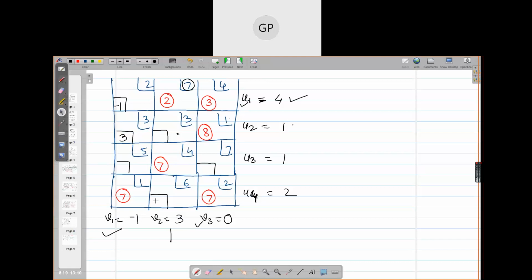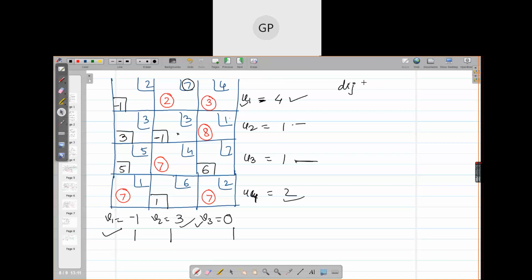Then 1 and 0. 0. 1 plus 0 is 1. And 7 minus 1 is 6. Then 2 plus 3, 5. 6 minus 5 is 1. Have you understood it? Yes, ma'am. Now, there are 2 DIJs.